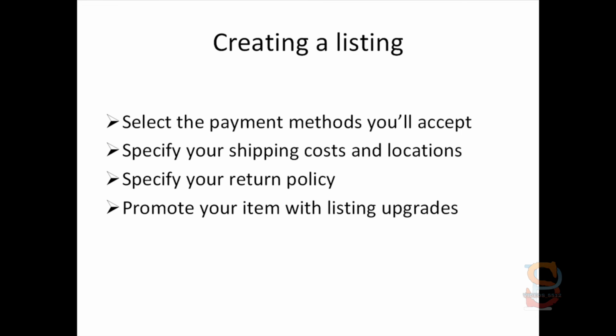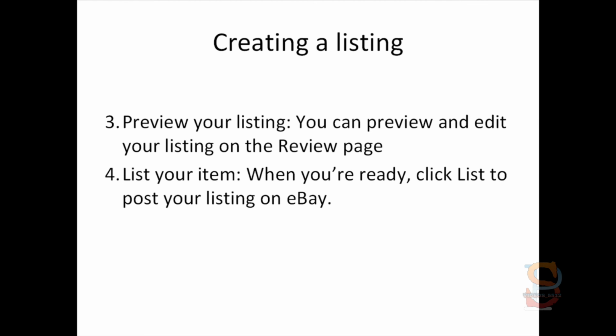Promote your item with listing upgrades. Listing upgrades, such as using a subtitle, can help your listing stand out. 3. Preview your listing. You can preview and edit your listing on the review page. Click the Preview Your Listing link to see how your listing will appear. Click the Edit link if you'd like to change something. 4. List your item. When you're ready, click List to post your listing on eBay.